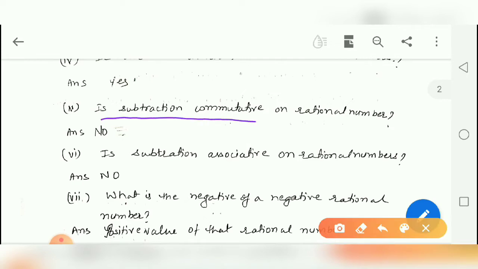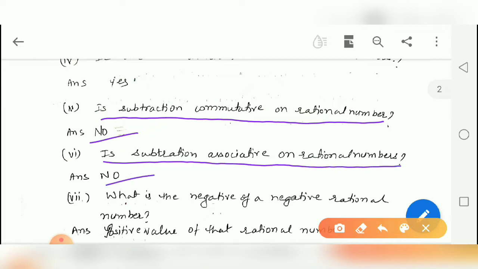Now is subtraction commutative on rational number? No. Subtraction is not commutative on rational number. Is subtraction associative on rational number? No.